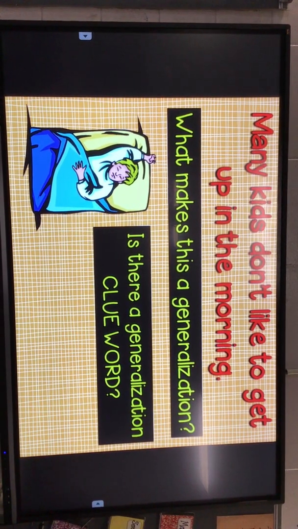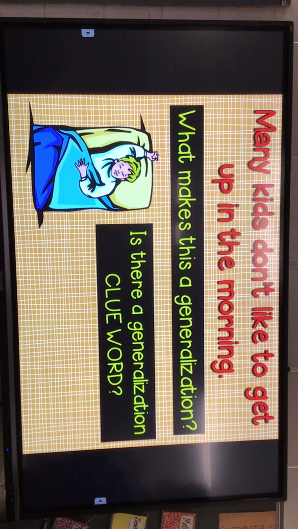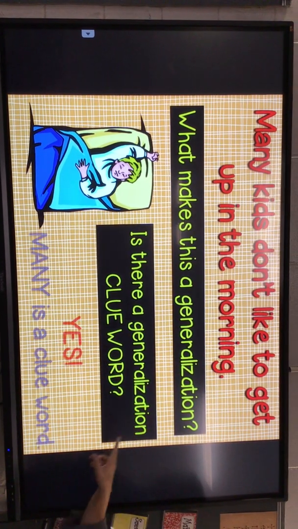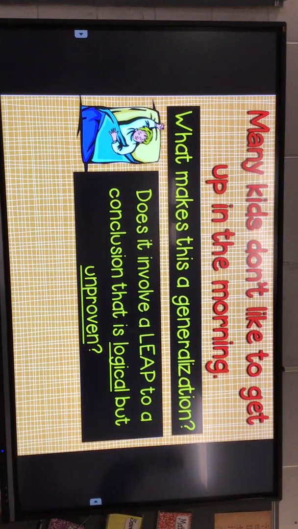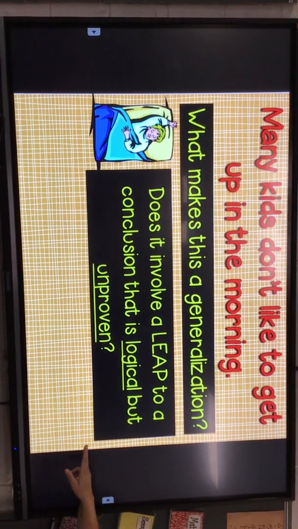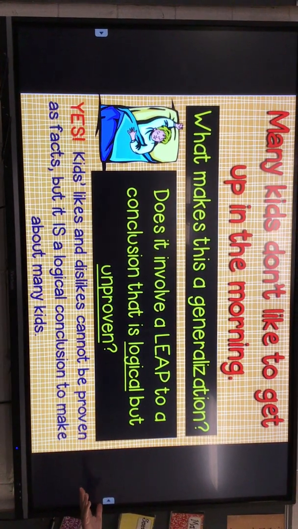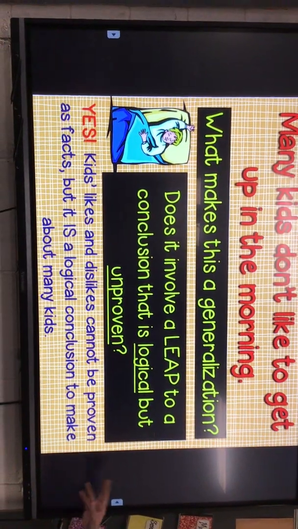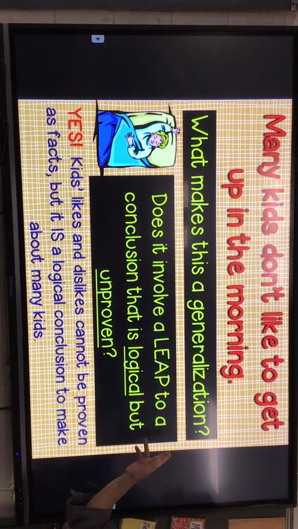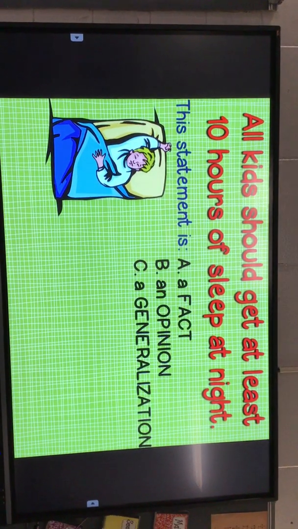Is there a generalization clue word? What is it? Ready? 1, 2, 3. Many. All right. Does it involve a leap to get to a conclusion that is logical but unproven? Yep. Kids' likes and dislikes cannot be proven as facts, but it is a logical conclusion about many kids based on our experiences. Okay, here's our next one.